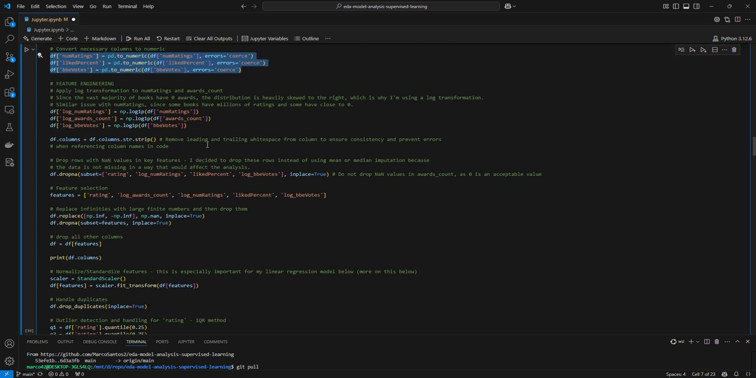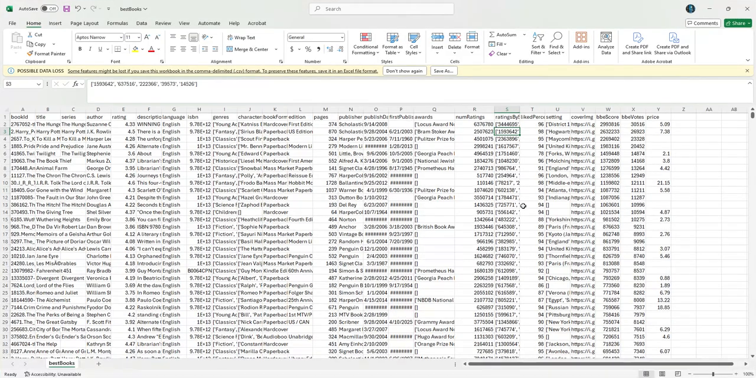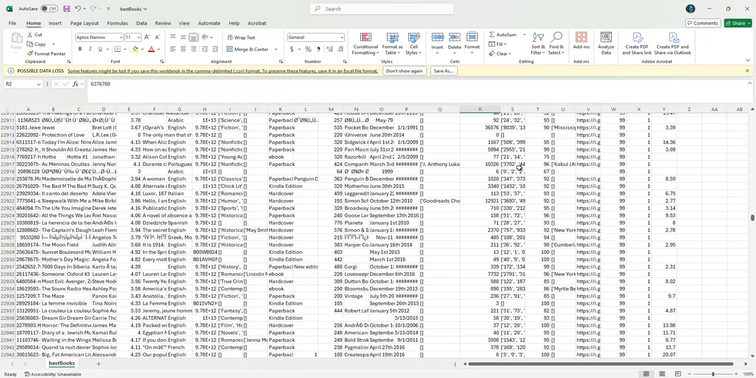All right, so we did a little bit of feature engineering here. I had to apply a log transformation to these values because some of the graphs were very skewed to the left or right. Just as an example, if you think about number of ratings, let's take a look here again at our table. The first book there has over 6 million ratings, right? And then if we go down the list, we're going to see some books have 6 ratings or 10,000 ratings.